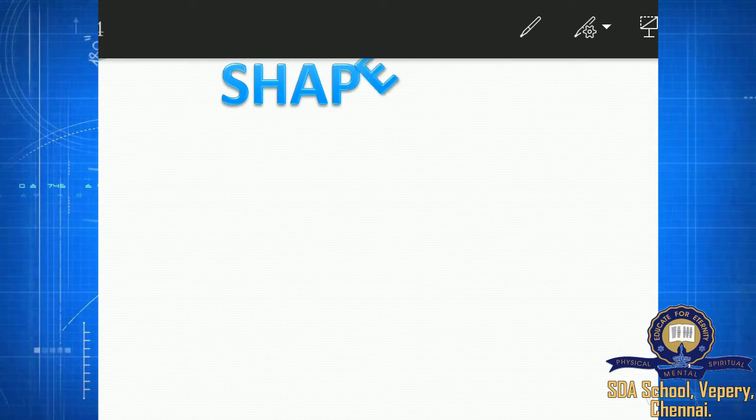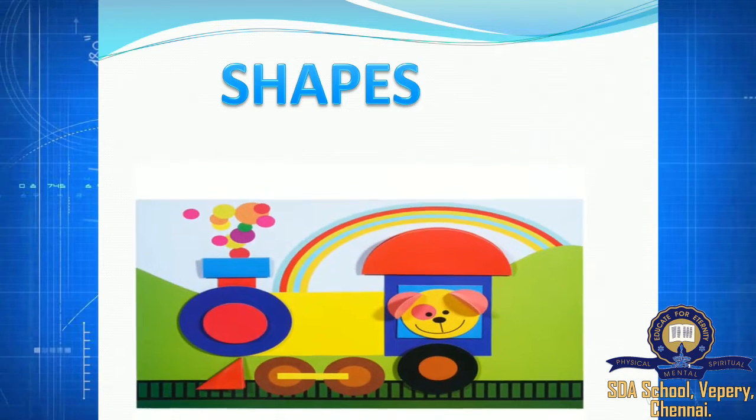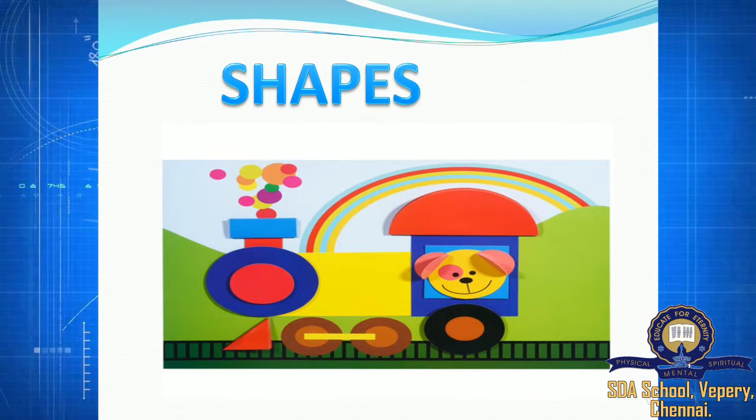Children, I'm very happy that most of you, or all, are answering correctly. Good children. Now we'll start the new chapter, that is shapes. Last year, in your UKG, you learned the identification of shapes. You know how to identify the shape. This year, you will learn the shape names, spelling and 3D shapes.